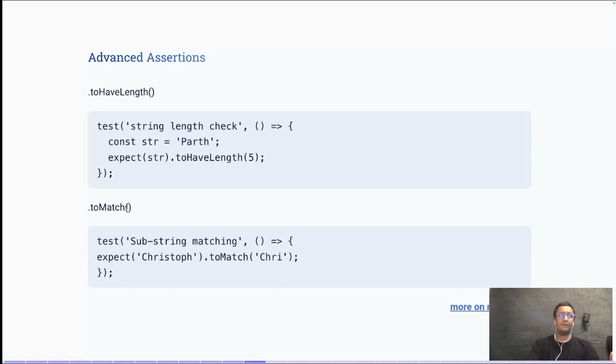Similarly, if we come here to this toMatch function, what I've done is I'm simply passing one string named Christoph, and I've written one substring here inside the toMatch function, which is Chri. So yes, Chri is definitely a substring of this, and this is how we can simply check whether the substring is present or not.